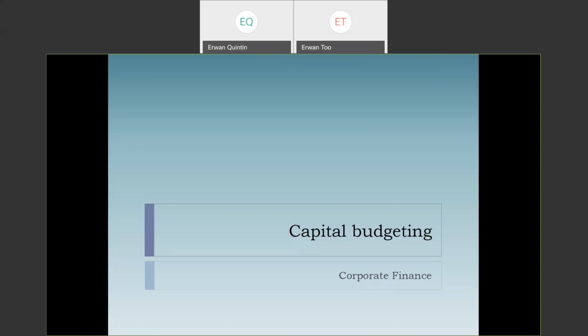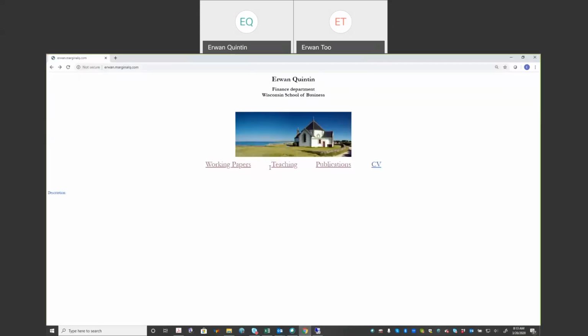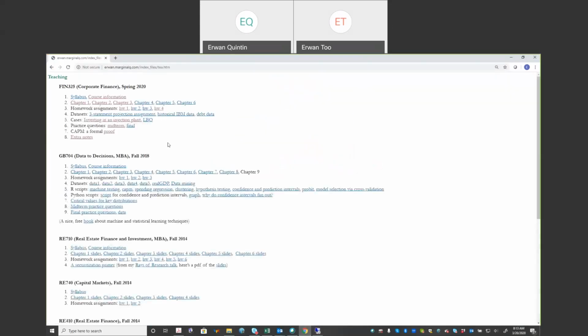So this is what we're going to illustrate today, and we're going to do so by using an example as usual. And the specific example we're going to use is going to come from my webpage, if I can get there. Here we go. As usual, you go to teaching. The case we're going to do is over here. It's called investing in an injection plant.